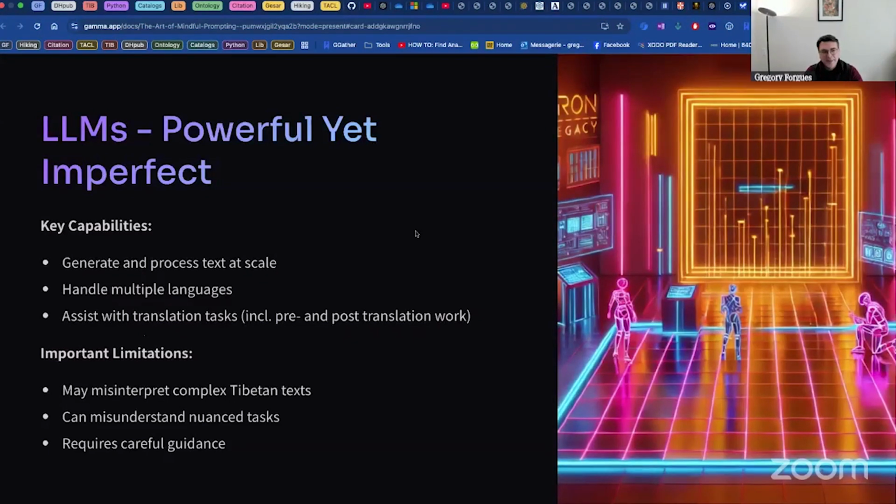Now, the key capabilities of these models, and we talked a bit about that last time, is that they can process text at scale, which comes in handy when you're dealing with large corpora of Buddhist texts. They can handle multiple languages. So if you have a text in Tibetan, as I had the case recently, say on Abhidharma, and you want to have access to Buddhist literature on the topic in the Chinese canon, texts that haven't been translated into Tibetan.